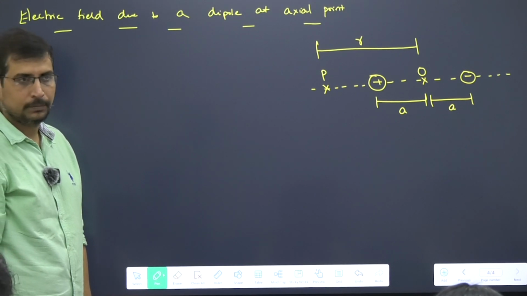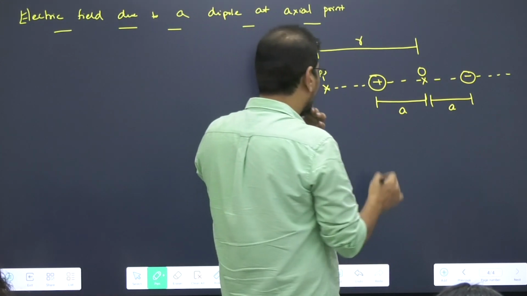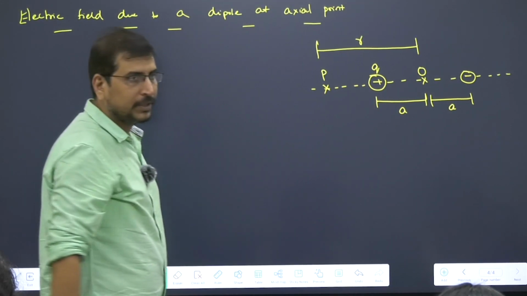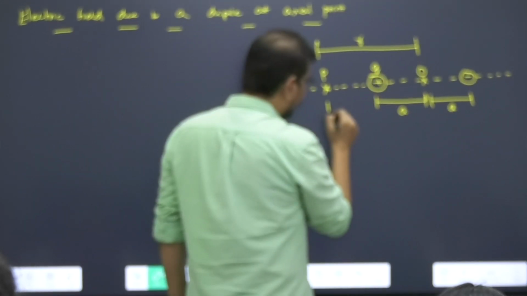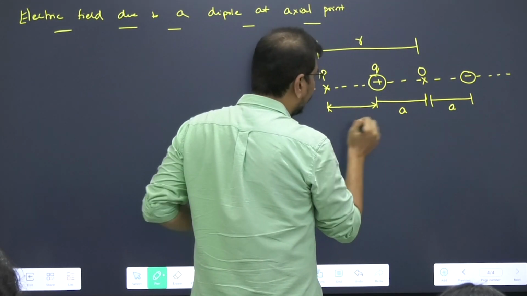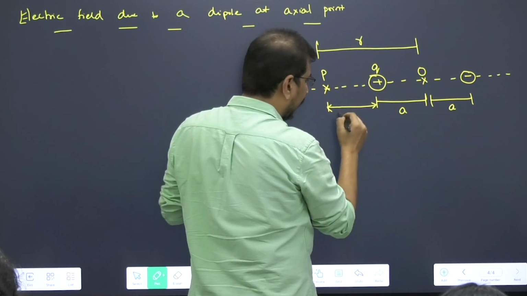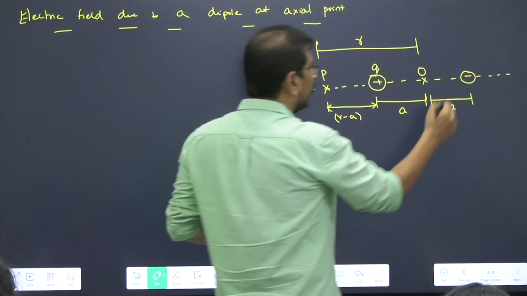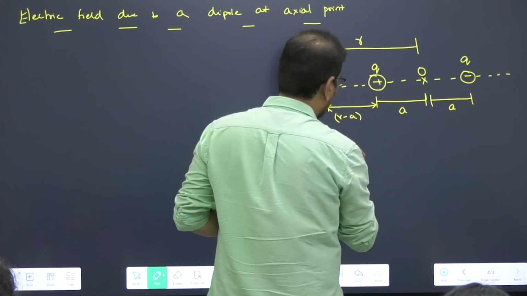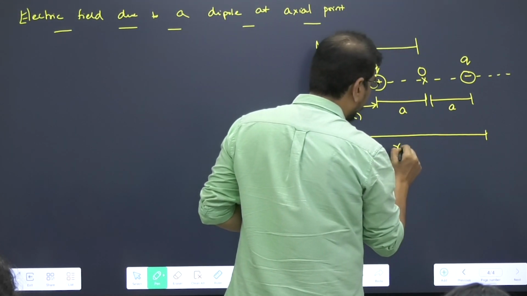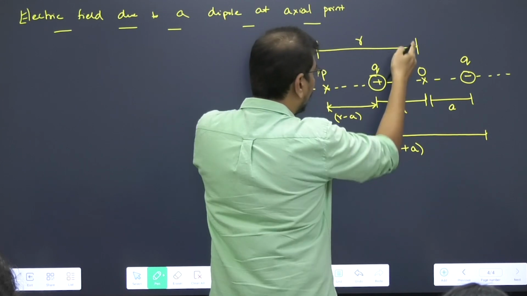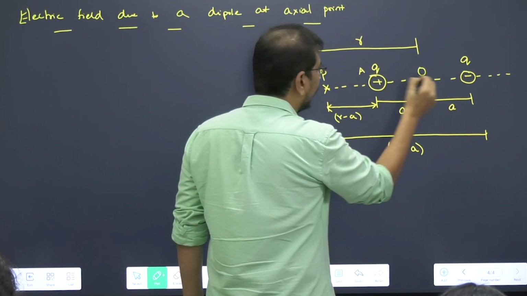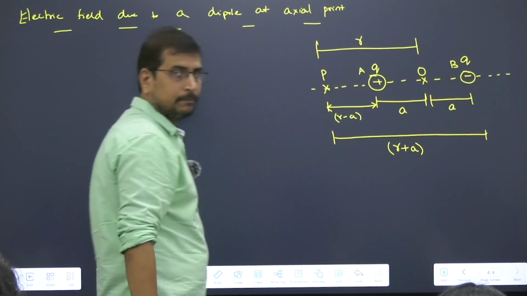Am I clear till this point? Right. Now, what is going to be the distance from the positive charge to this point P? How much is this distance going to be? Obviously, R minus A, right? So, obviously, from the negative charge, how much is it going to be? It will be R plus A, R plus this A. Okay, let me call this as A and let me call this as B, right?